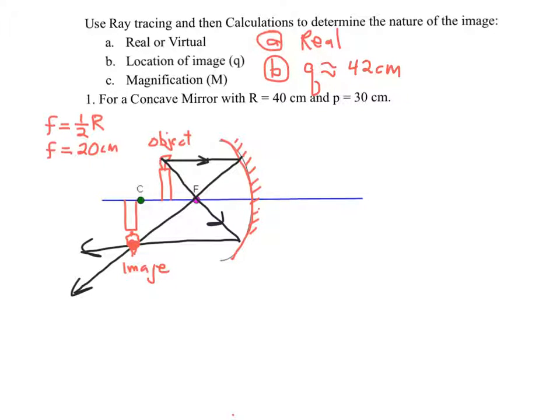And then part C, what's the magnification? In my case here, it looks like it's about a 1-to-1. M looks like it's about 1. In other words, if the image looked twice as big as the object, I'd put a 2 there, or 3 if it looked 3 times the size.